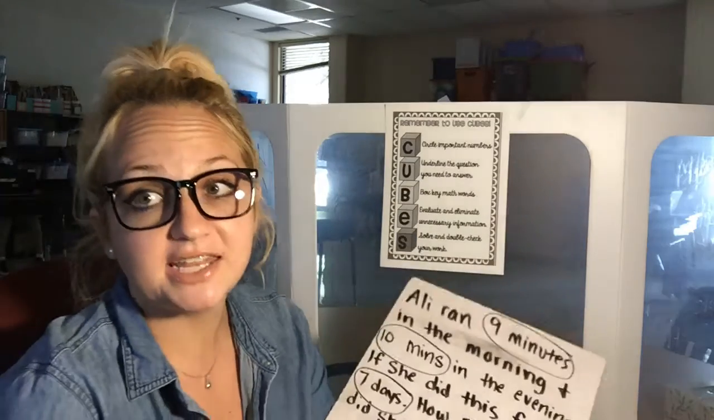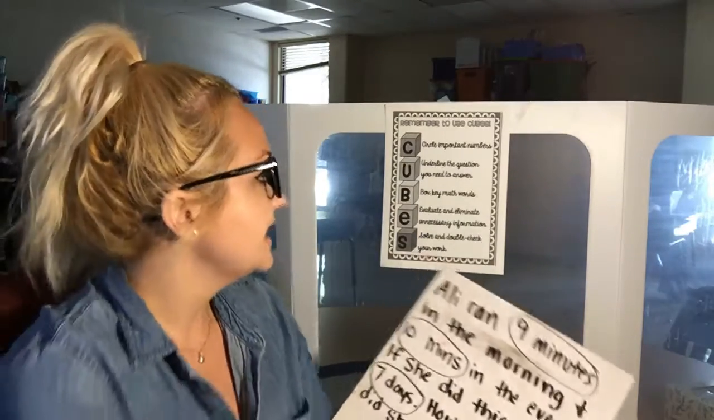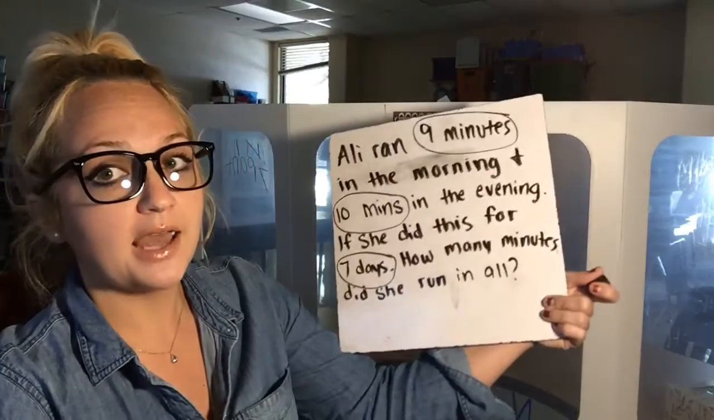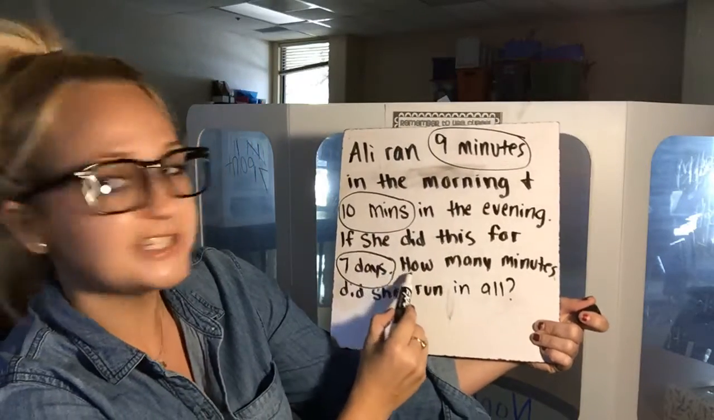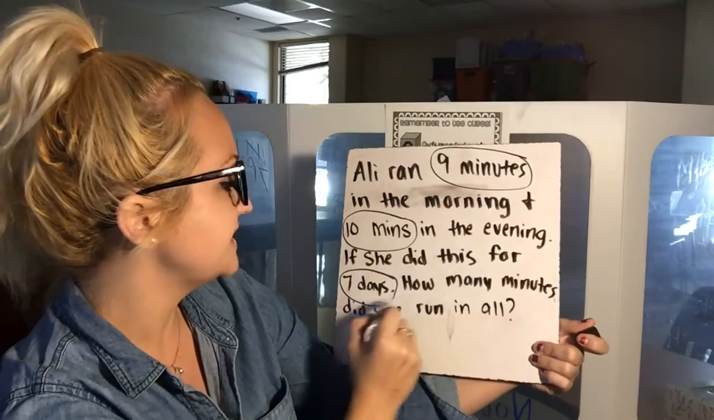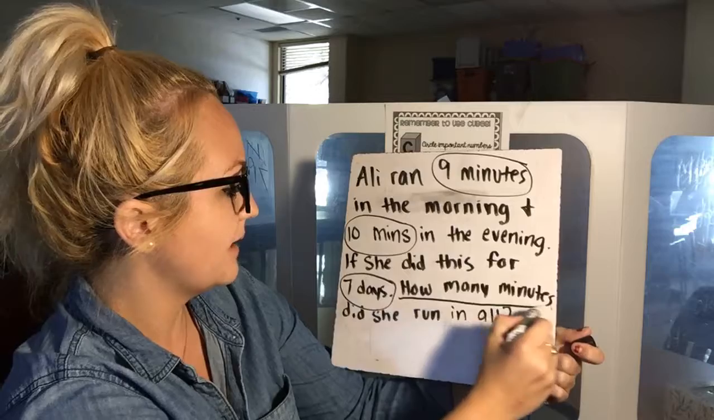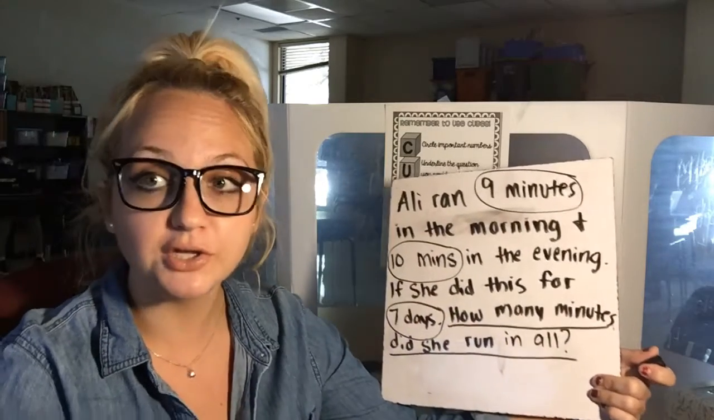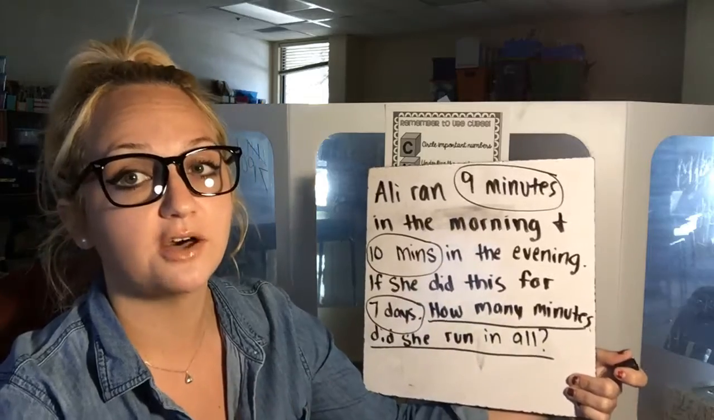Now, if we move on to the next part of the CUBES strategy, it says underline the question you need to answer. So I'm going to look here. The question is usually at the end of the word problem. It says, how many minutes did she run in all? That's what we will be looking for when we're actually going to get into solving.